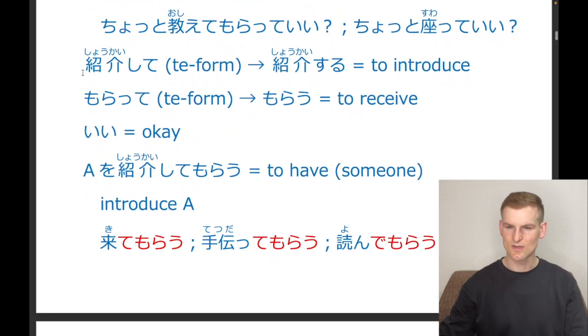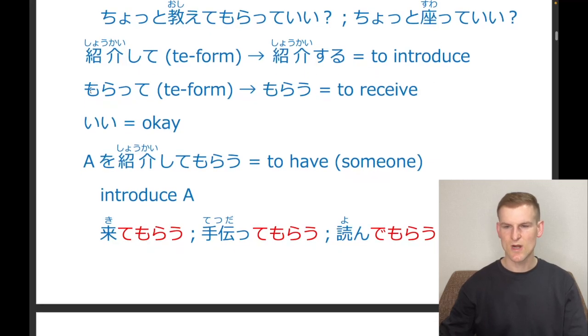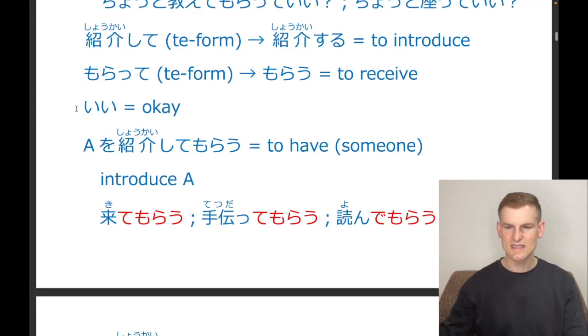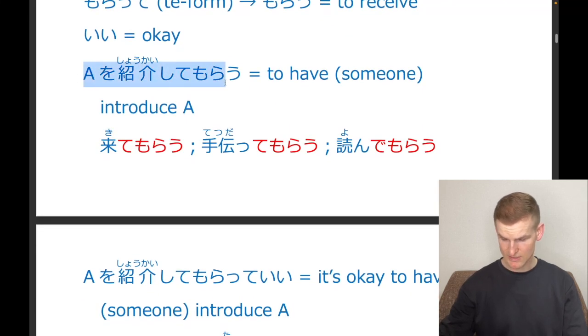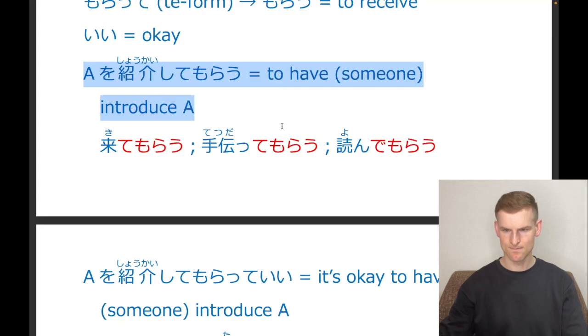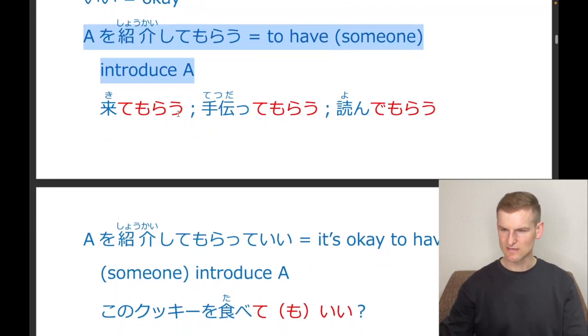Okay, next in the dialogue we have 紹介して. So this is the te form of 紹介する, which means to introduce. Then we have もらって, which is the te form of もらう, which means to receive. And then we have いい, which means good, or in this case, okay. Okay, so let's look at those together. を紹介してもらう, this is to have someone introduce A. Okay, so now we can look at this てもらう structure.